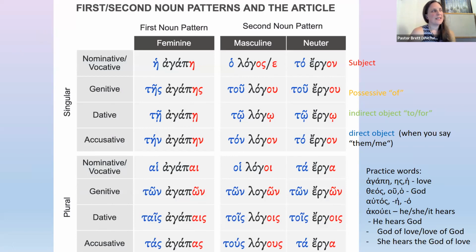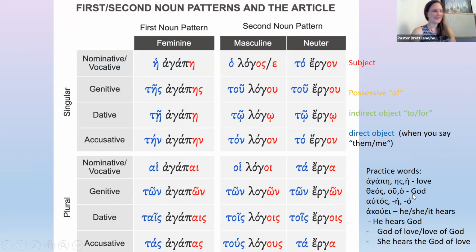So if I want to say he hears, the verb for he hears would be akouei. You can see that on the bottom right, akouei. He hears the word. Akouei ton logon. You don't need to memorize these. That's nice. You're just an adult taking this for fun. But let's practice this. Let's think about this.